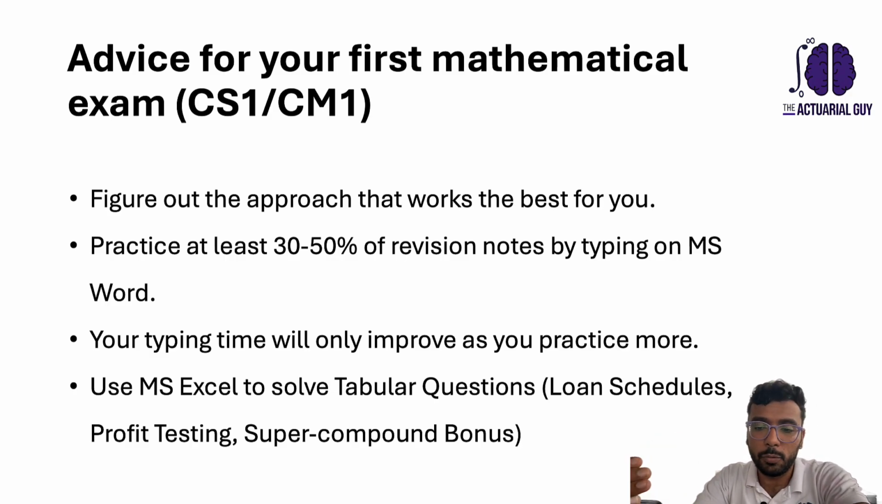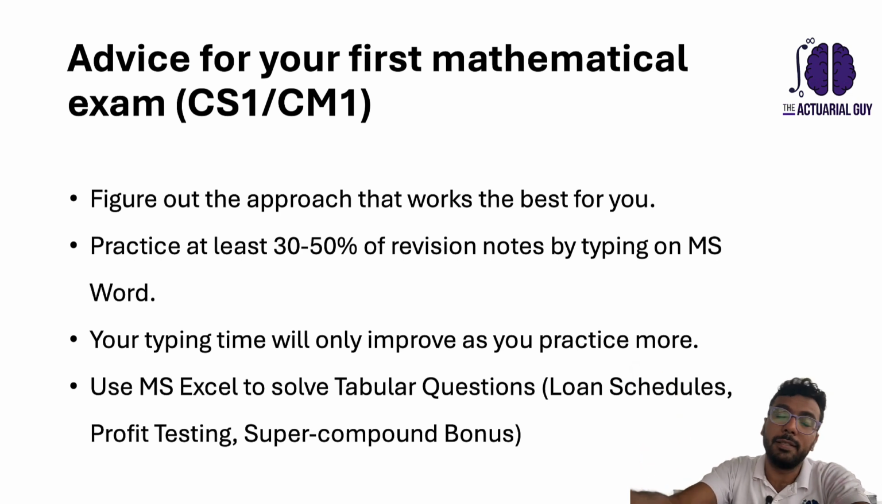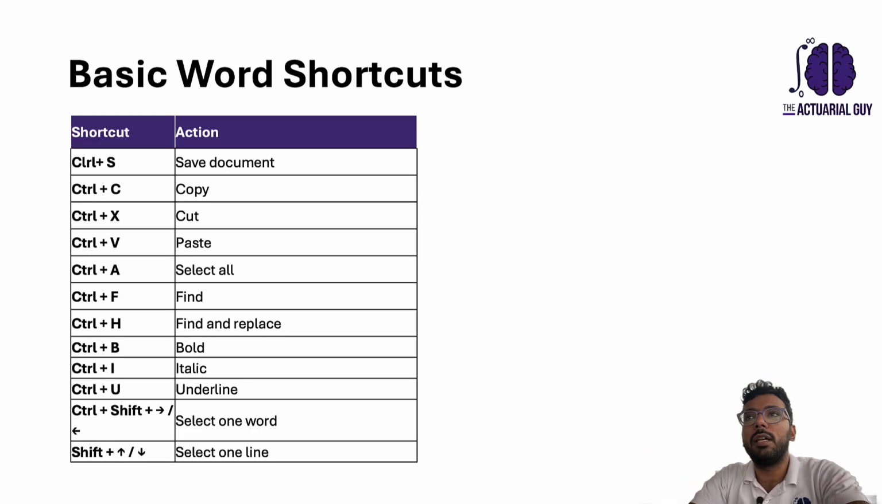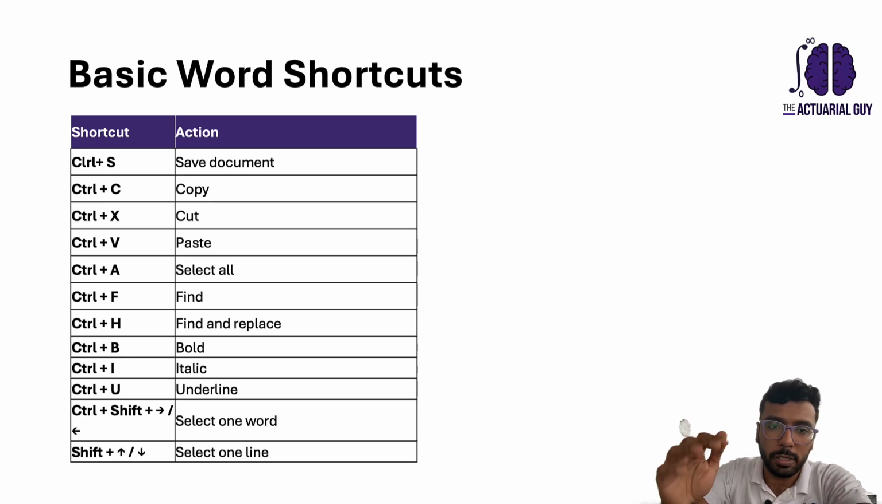Okay. Just to increase your speed, and it also helps you reduce any sort of clerical errors. Because if you're typing out, you can make an error, but if you're just copy pasting everything, you will not make an error, right? So that is some advice on how to build up typing prowess in your first exam, right? Now let's just get into some of the most basic Microsoft Word shortcuts.